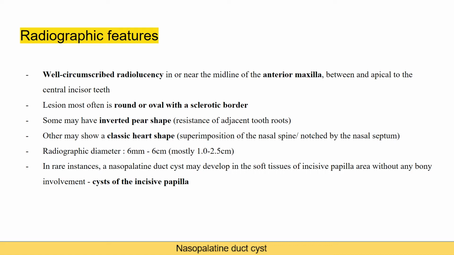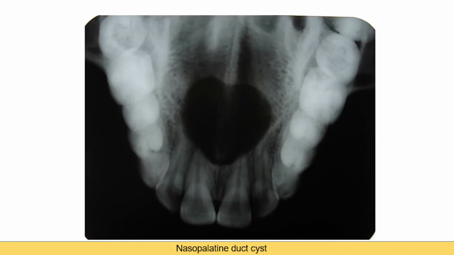Radiographic diameter of the lesion ranges from 6 mm to 6 cm, but it's mostly 1 to 2.5 cm. In rare instances, a nasopalatine duct cyst may develop in the soft tissues of the incisive papilla area without any bony involvement. This is known as the cyst of the incisive papilla. In the radiograph, you can see the lesion around the anterior maxilla and it appears as a heart shape.